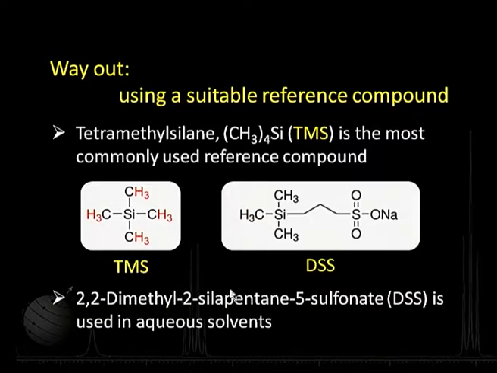Then another example could be 2,2-dimethyl 2-silapentane 5-sulfonate, which is abbreviated as DSS. This is actually used for aqueous solvents. TMS is used for all non-aqueous solvents, be it CDCl3 or DMSO and things like that. So, everywhere we use TMS, and DSS we use when you talk about the aqueous solvents there. Now, why TMS? Let us see why we chose TMS, because we mentioned we need a suitable reference compound.